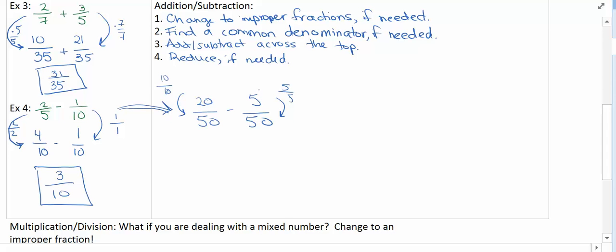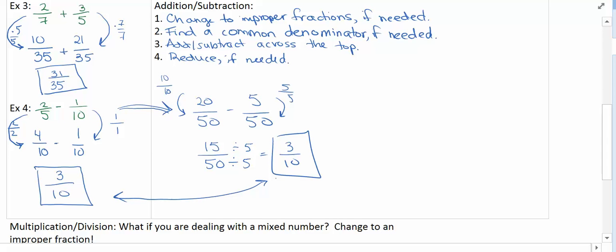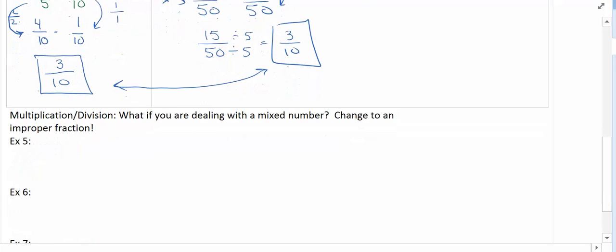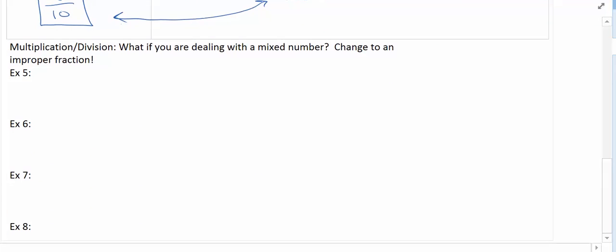20 minus 5 is going to be 15 over 50, and here we can reduce. We can divide the top and bottom by 5, so you get 3 over 10, and you'll notice that these match up. Okay, so if you're dealing with a mixed number, well, you can just change it to an improper fraction. I'll show you what I mean by this.